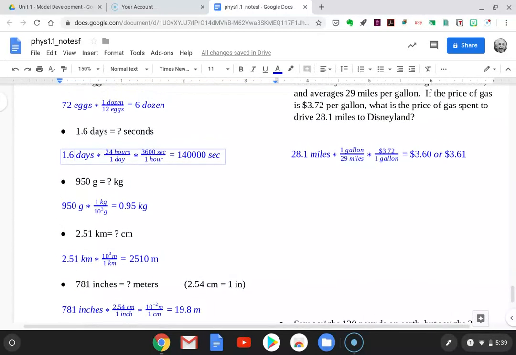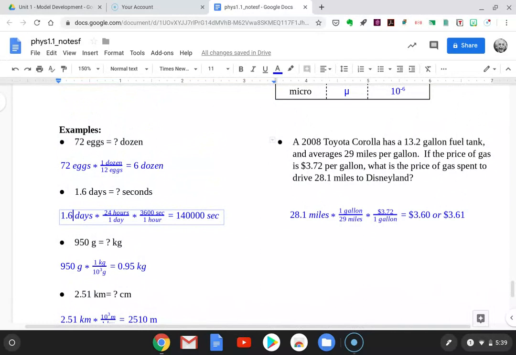Couple word problems on the side, a little bit different on these. These are using different rates to make conversions. So we did this last year when we did density, when we used density as a conversion factor. And there were a couple other instances where we used this, but I wanted to show you a couple other examples of that. So a 2008 Toyota Corolla has a 13.2 gallon fuel tank and averages 29 miles per gallon. So there is a conversion factor right there that I might be able to use in the problem. It's 29 miles is equal to 1 gallon, right?